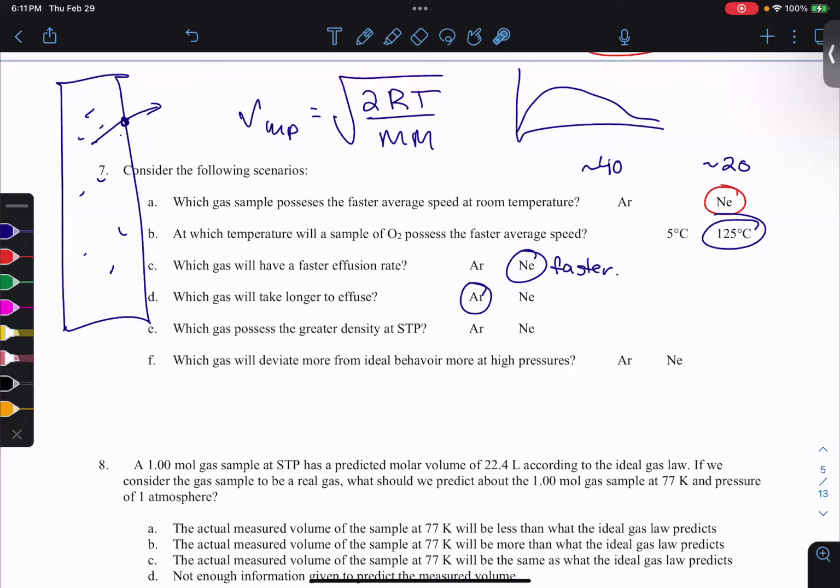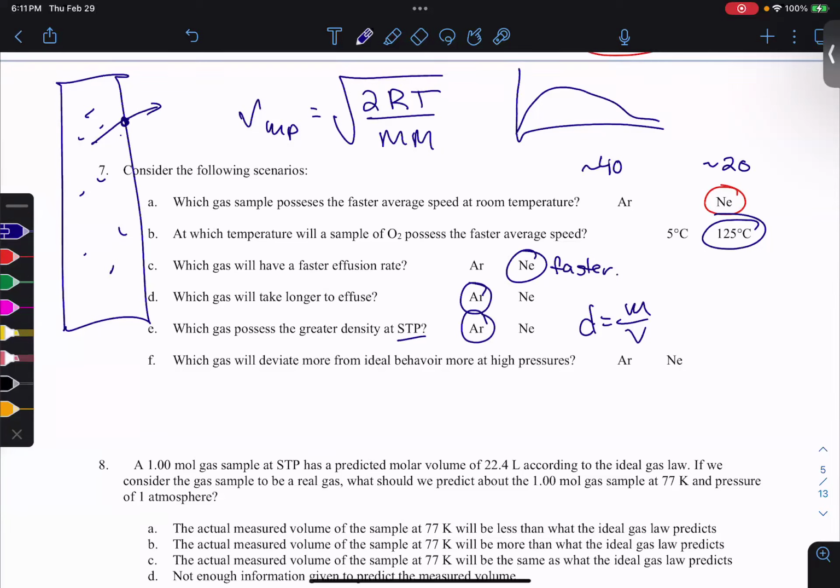Okay, which gas possesses the greater density at STP? Do we have to calculate it? No, we just have to recognize that density is mass over volume. Which term is the same for both these gases? Volume, yes, because it's at the same conditions. So which one is more dense? Argon, because it's heavier.